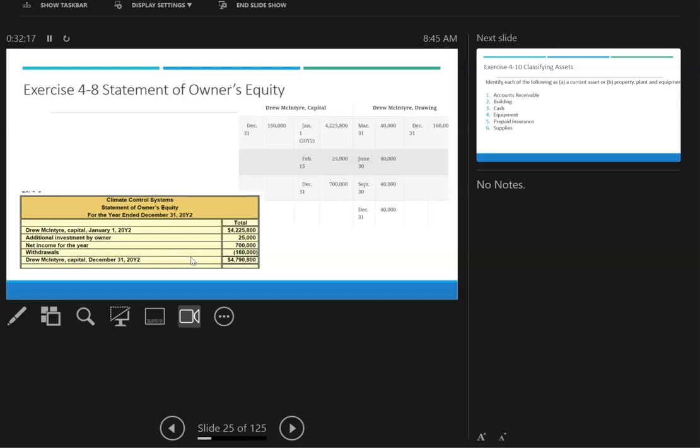What this exercise is supposed to help you see is if you look at his account, you can see what it began with, if he added anything to it, what the net income is at the end of the period, and then the drawings, what he took out. Okay? Make sense?